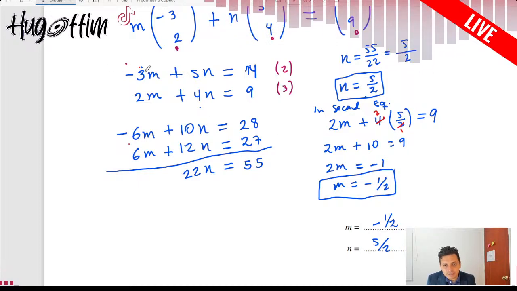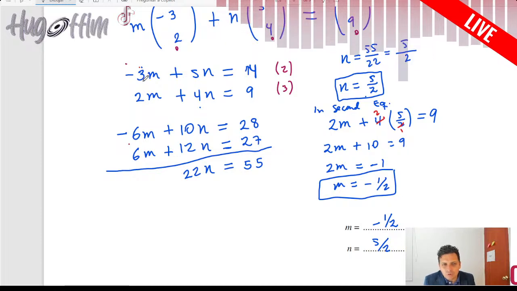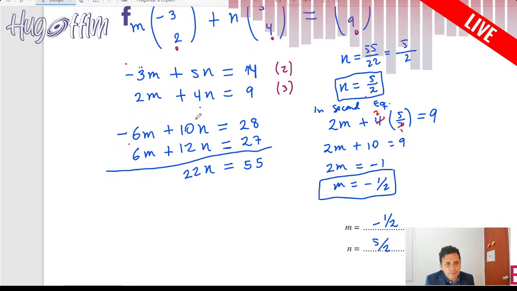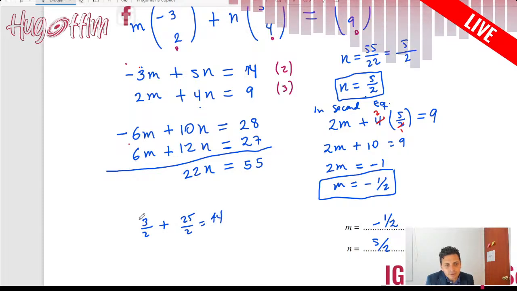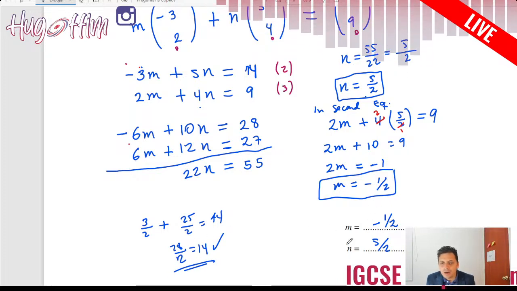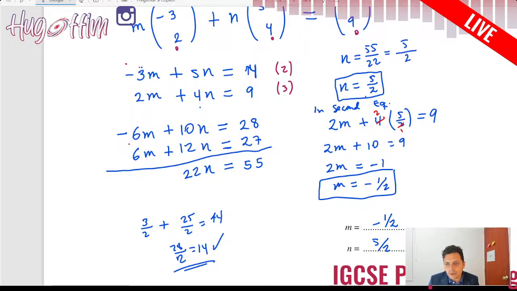If you want to test it, test it. It's good sometimes to test the solution. I'm just going to do it very quickly with the first equation. If m is negative 1 half, I'm going to get this as 3 halves positive, plus 5 times 5 halves, 25 halves, equals 14. 25 and 3 is 28 halves. That is 14. Yes, it's correct. Okay, and here you have the answer.